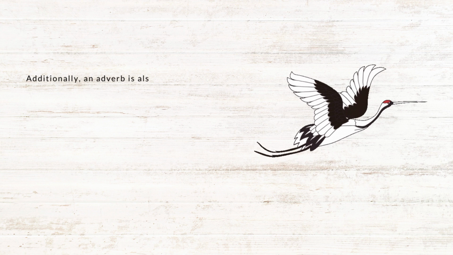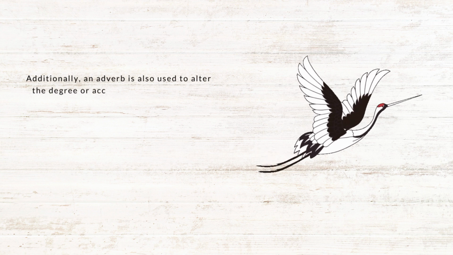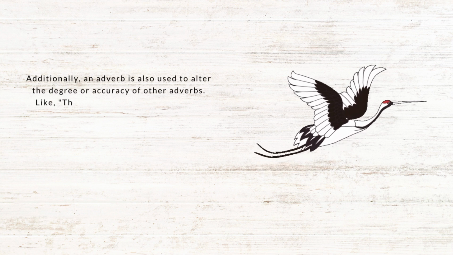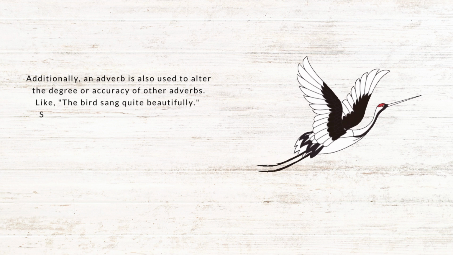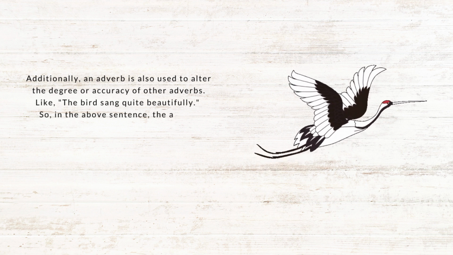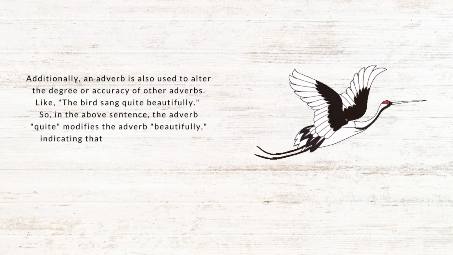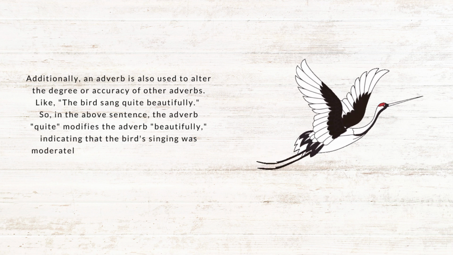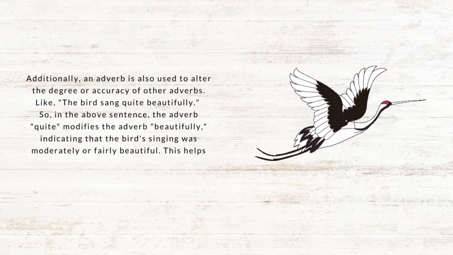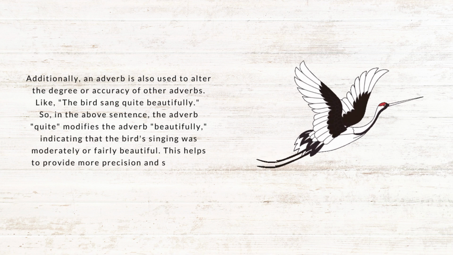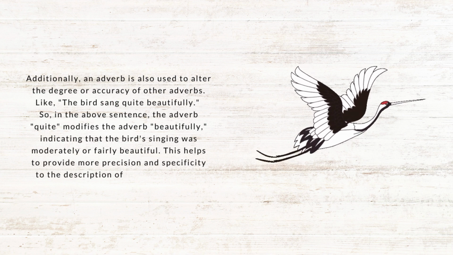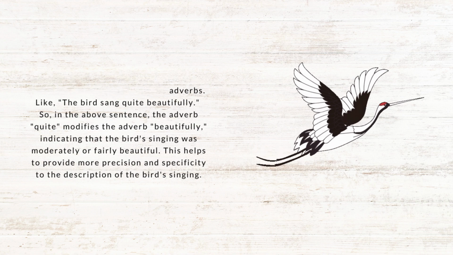Additionally, an adverb is also used to alter the degree or accuracy of other adverbs. Like, the bird sang quite beautifully. So, in the above sentence, the adverb quite modifies the adverb beautifully, indicating that the bird singing was moderately or fairly beautiful. This helps to provide more precision and specificity to the description of the bird singing.